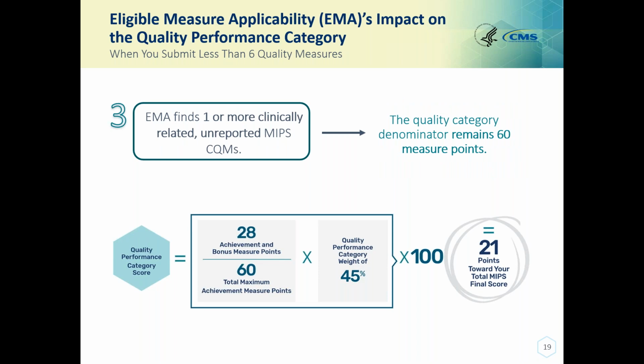In our third one, we have EMMA determining 1 or more clinically related unreported MIPS CQMs. So the quality category denominator remains at 60 measure points. With our standard numerator of 28 measure achievement points and our total maximum achievement point denominator remaining at 60, we have a big drop in our score from the quality category because EMMA found CQMs that could have been reported. So essentially, there were clusters in EMMA that did apply, and therefore the score is a little bit lower because the denominator remains the same.